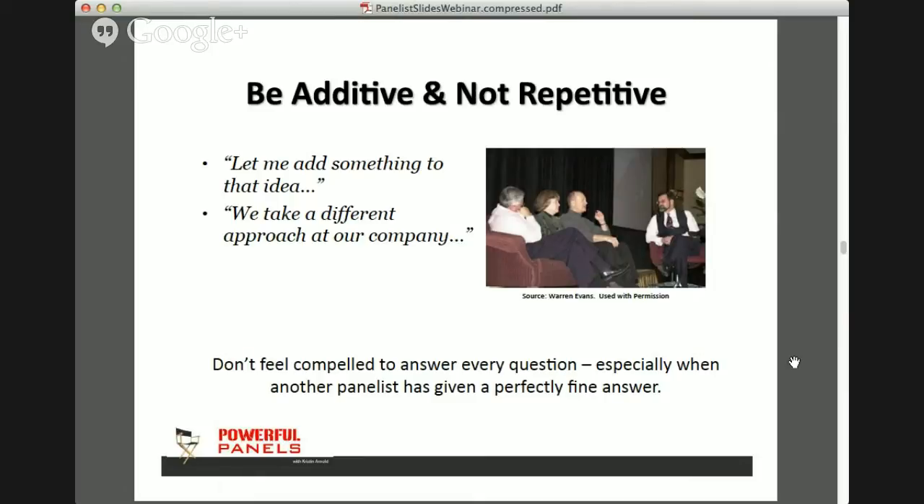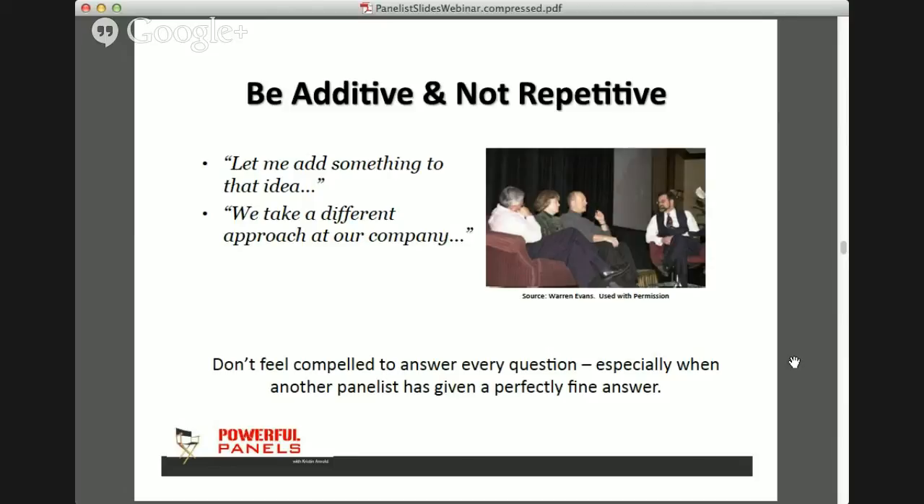So this is Warren Evans, the late great Warren Evans, and I'm so sorry to hear that Warren passed away recently. Warren was a great panel moderator, and in this picture, he actually put them on a very small couch because he wanted it to be a very intimate setting. And one of the things he heard in feedback from his client was that people in the audience didn't think that this executive team was comfortable working together, or that they were on the same page.